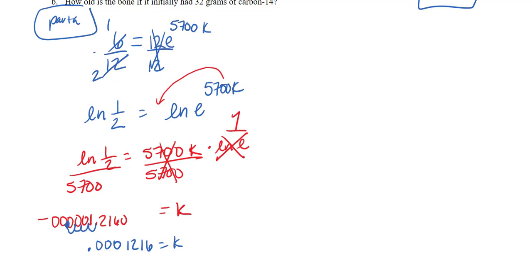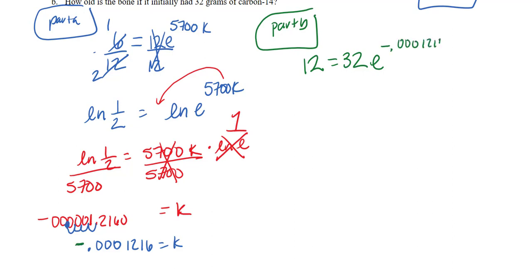Now let's go ahead and solve for part B. How old is the bone if it was initially 32 grams of carbon-14? Well, that means now this 12 is going to be our ending amount. Our starting amount is 32 grams. And then we have e raised to the negative 0.0001216 t, by the way. So we're solving for the time.